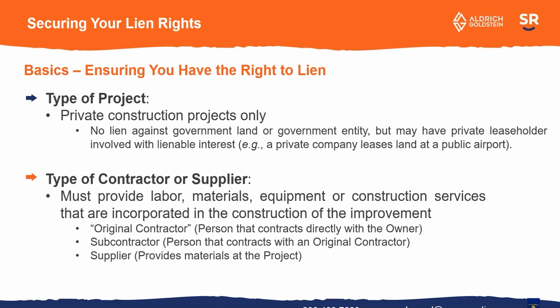So, ways to ensure that you will have the right to file a lien and do what's called perfecting the lien. Make sure you're on a private construction project. You can't lien government land. So for example, we had a case involving a hotel out at the airport, right? The airport land is owned by the government. You can't lien that. What you can lien is the owner's interest in the hotel. So that's something to be aware of.